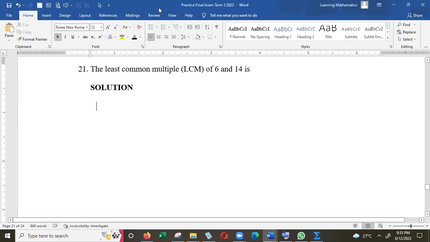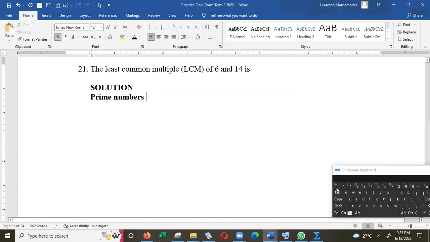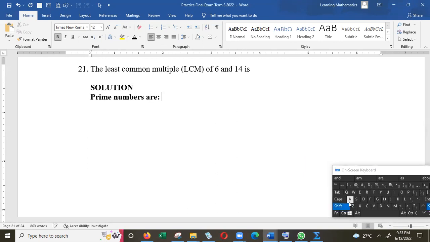Prime factorization, they call that. Just to recall, prime numbers are numbers with only two factors, itself and 1. So 2 is the first prime number because it has only two factors, itself and 1. And 2 is the only even prime number. 1 is not a prime number because 1 has only one factor, itself.